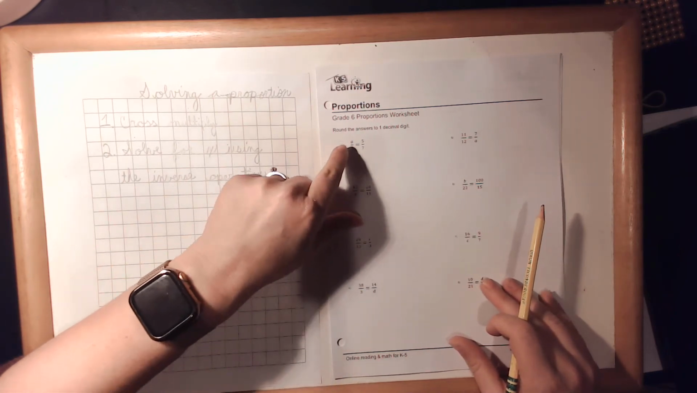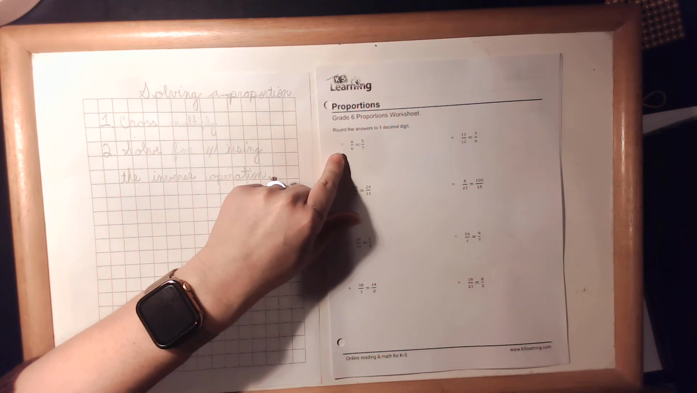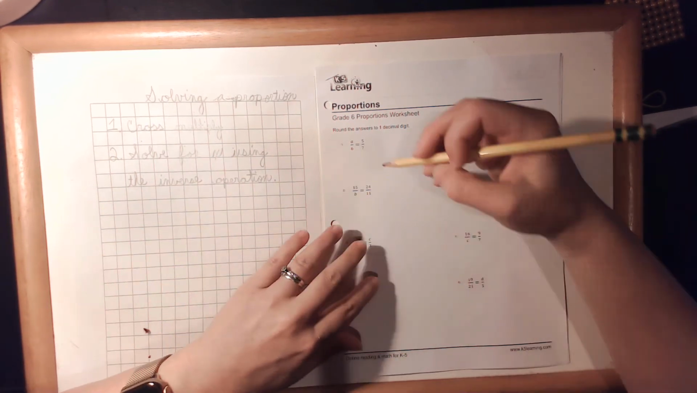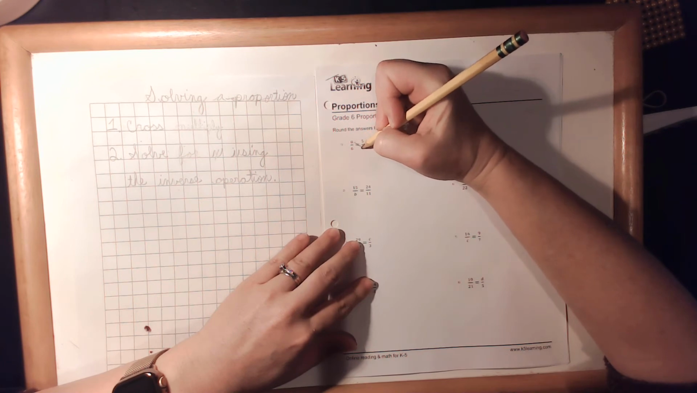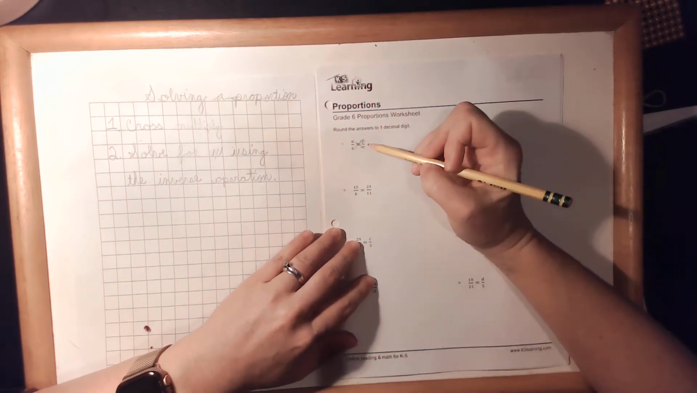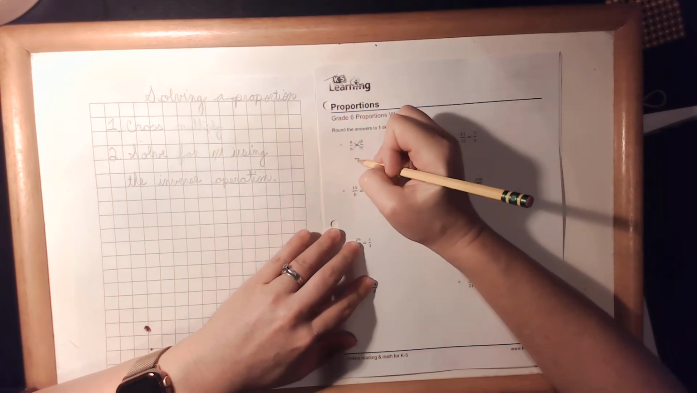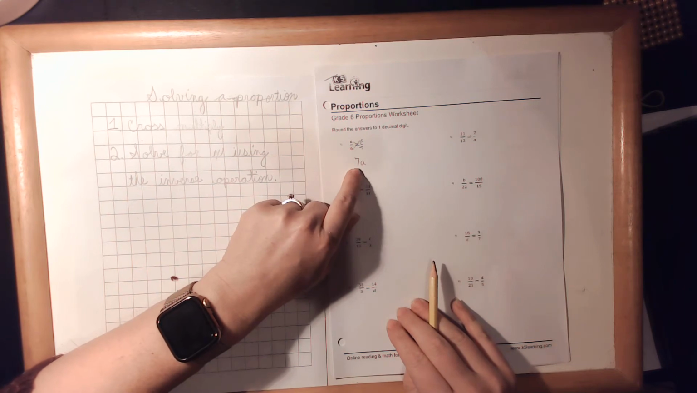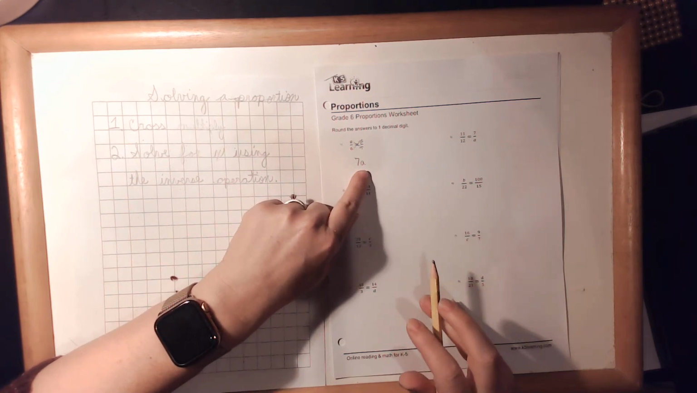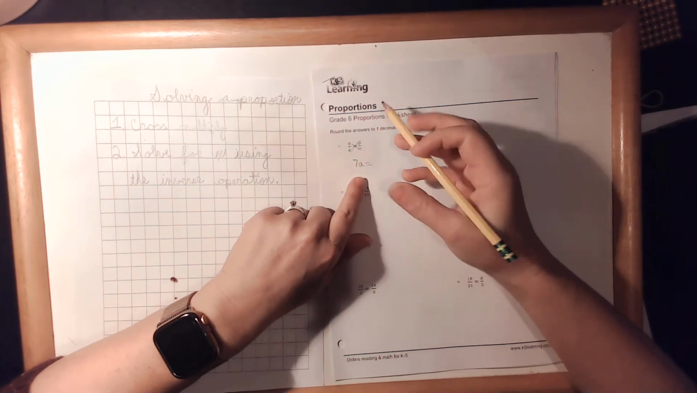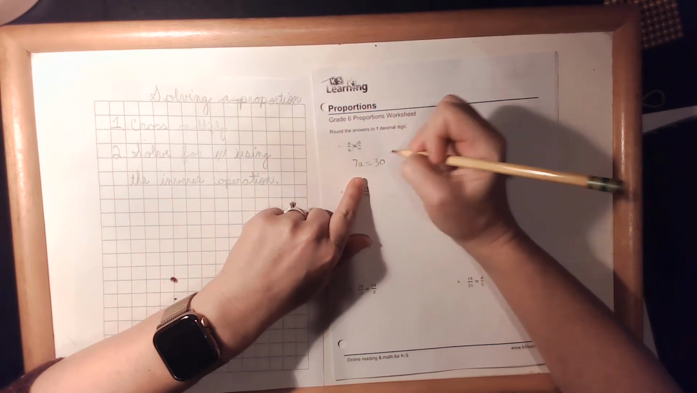This first one right here is what we're going to be looking at. So step one, we're going to cross multiply. So we're going to multiply like this. So 7 times a is 7a. We put the coefficient, the number, in front of the variable or the letter. So 7a equals 6 times 5 is 30.